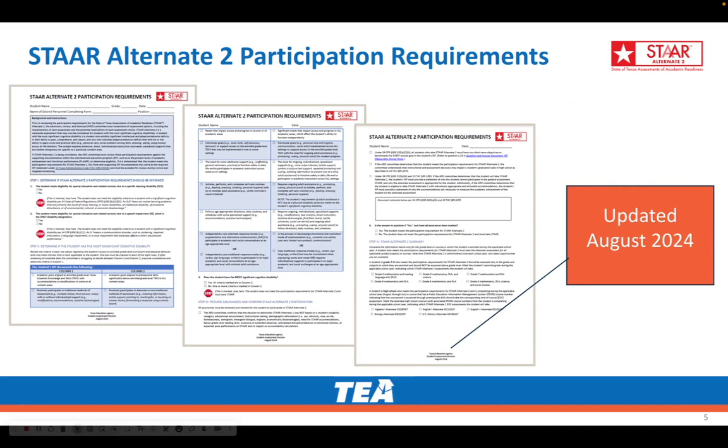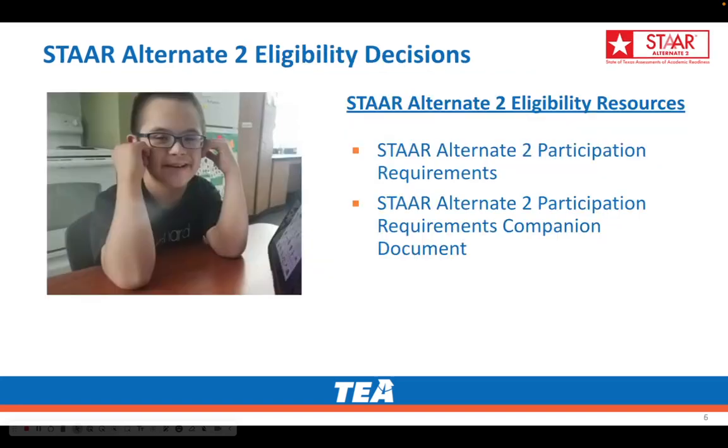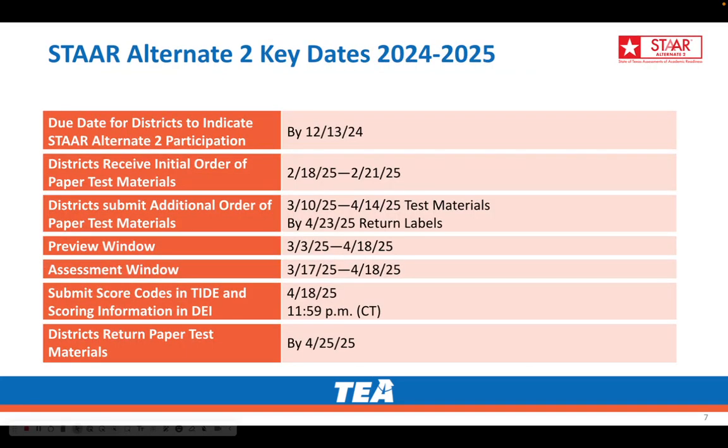Participation requirements. If you are listening to this, I am sure you've seen these documents and have reviewed these documents in the appropriate ARD committees. Basically what we say, and I think we've gotten it down to a pretty good, I'll never say 100%, but 99.9%: if students qualify for foundational learning, they qualify for STAAR Alt 2. Again, there are resources, and you'll have all of the slides.